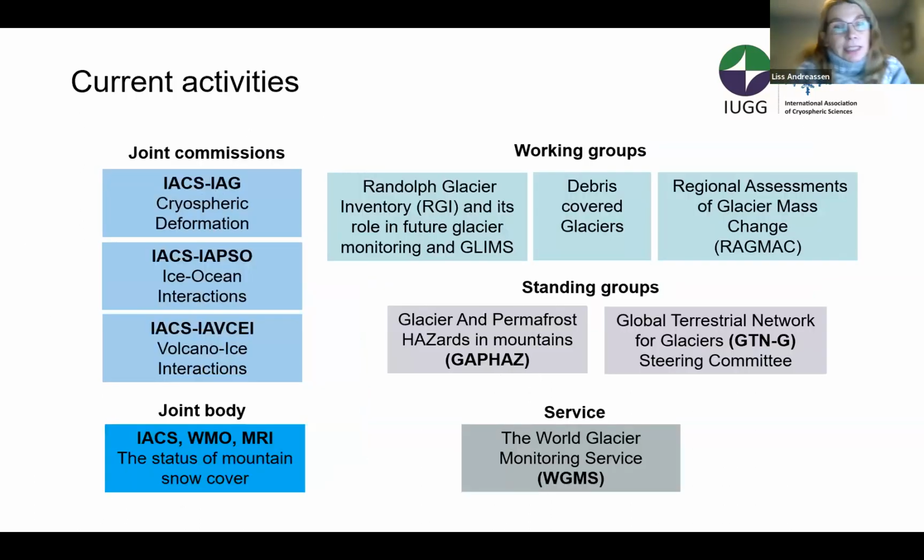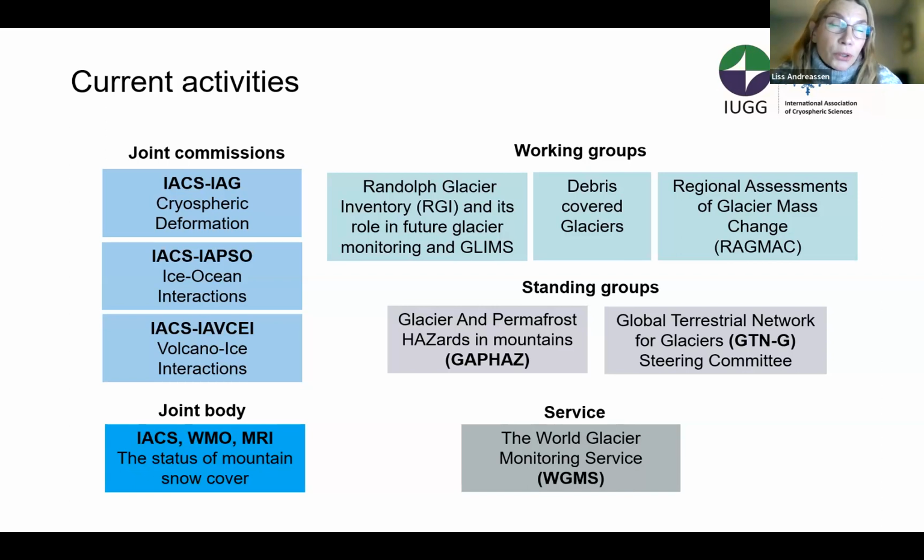This schematic slide shows the different activities of IACS. So we have joint commissions. So these are commissions that are in cooperation with other associations of IUGG. So I will present all three of them later on a slide, the cryospheric formation, ice-ocean interactions, and the volcano ice interaction. I will also present our new joint body, the status of mountain snow cover.